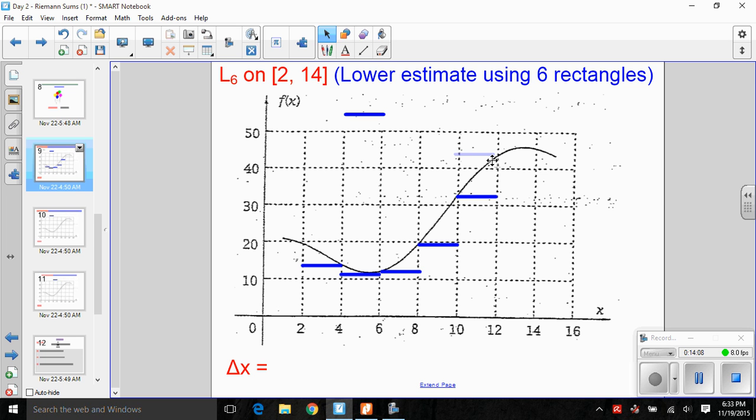Looks like that. There we go. Now we'll go ahead and draw in our heights. I'm sorry, the sides of our rectangles.